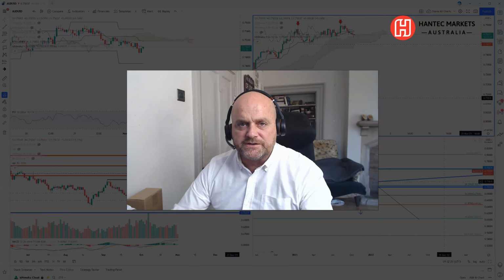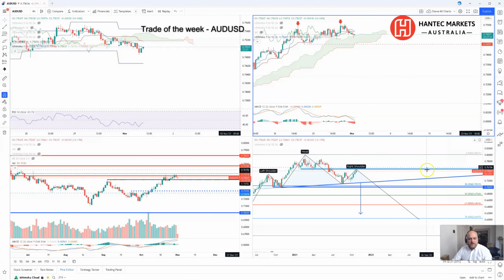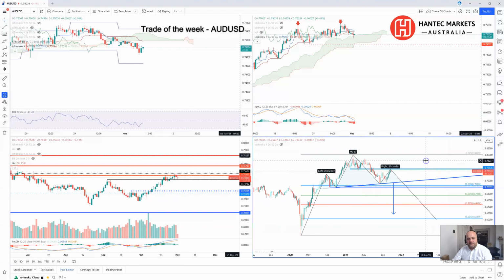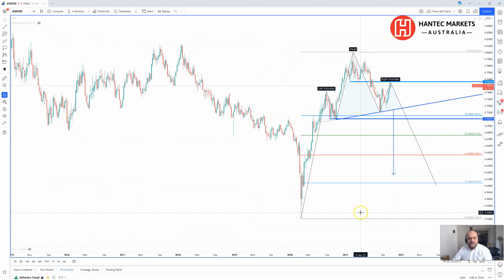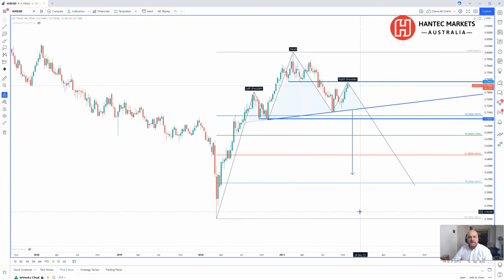This week Trade of the Week is Aussie dollar. So let's take a look at the different time frames. We're going to start with the weekly time frame and break it down to short-term time frames to give full colour on the technical analysis behind Aussie dollar. First of all, we'll look at the weekly chart.